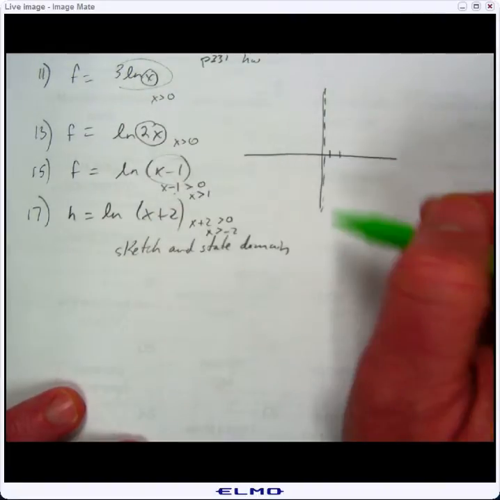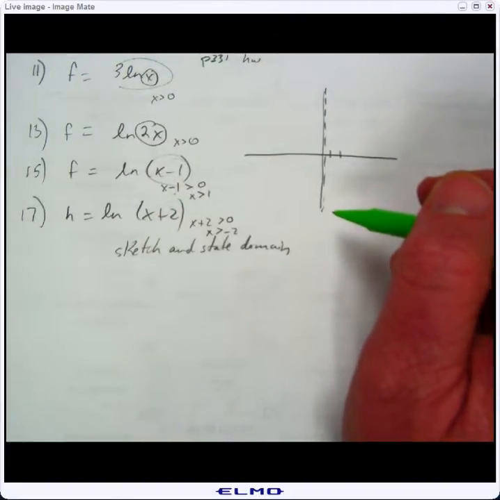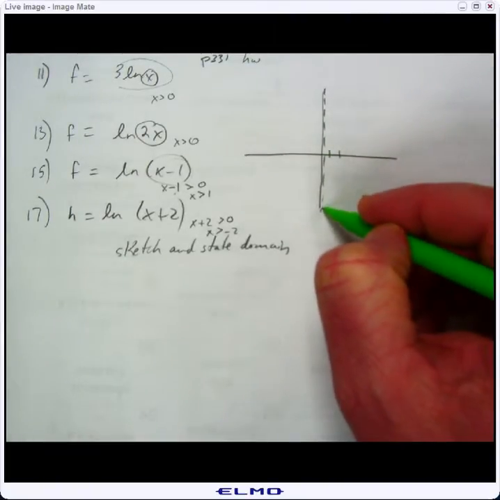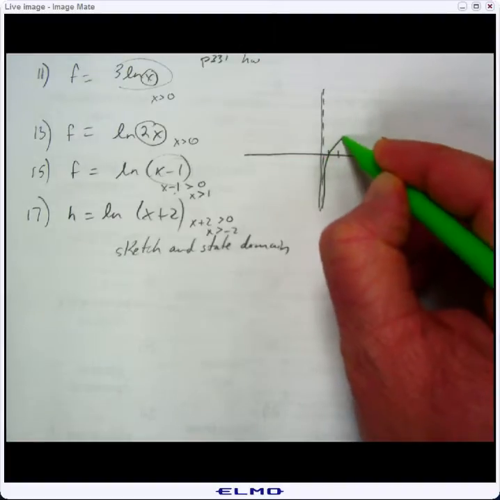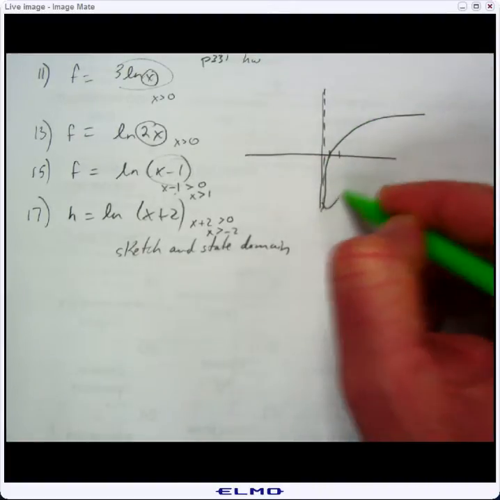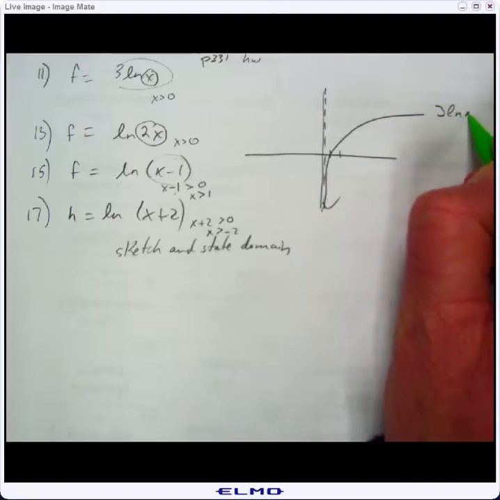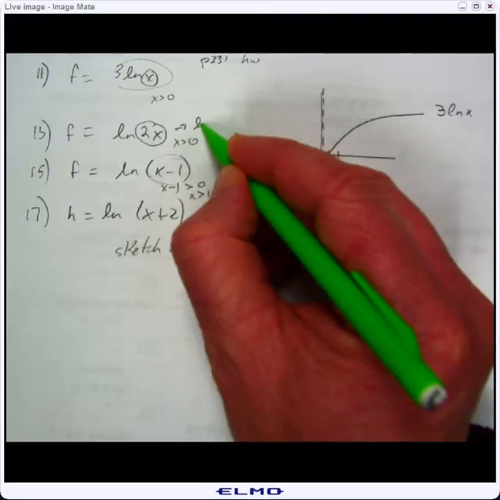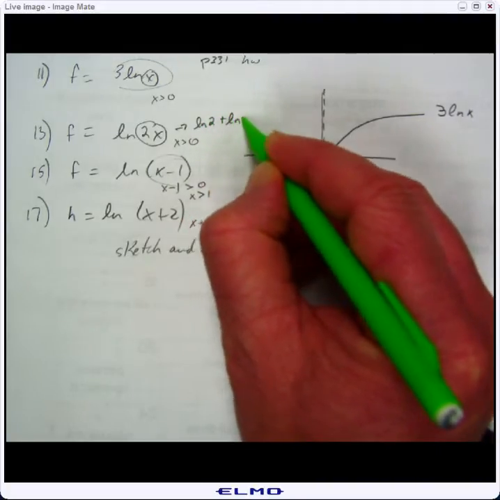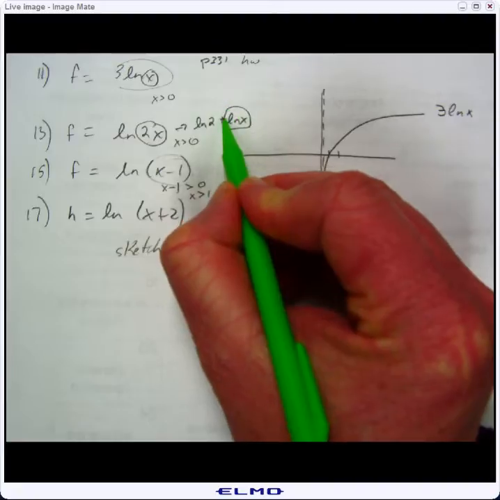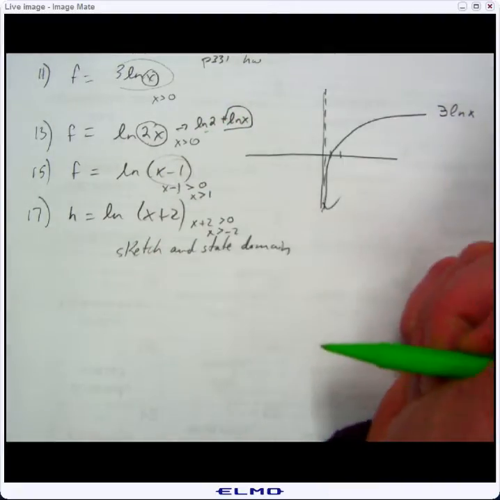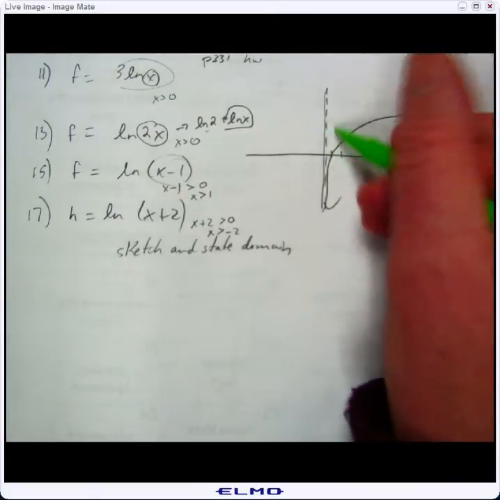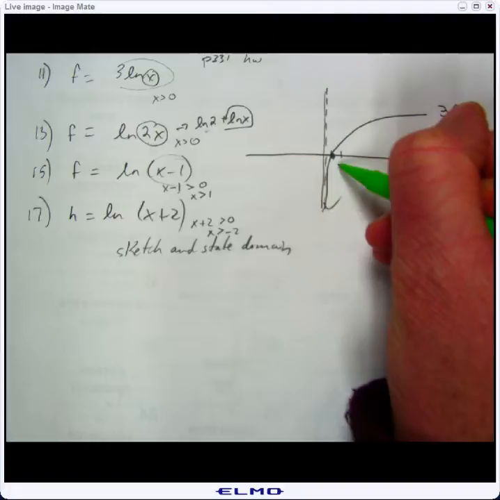3 ln x just gets you a little bit steeper. It still goes through the point 1, 0. Kind of gets a little steeper before it levels out. Ln of 2x, you could break this up into ln 2 plus ln x, which means it's the graph of ln x shifted up natural log of 2, which makes the intercept move. So this graph goes through the point 1, 0.